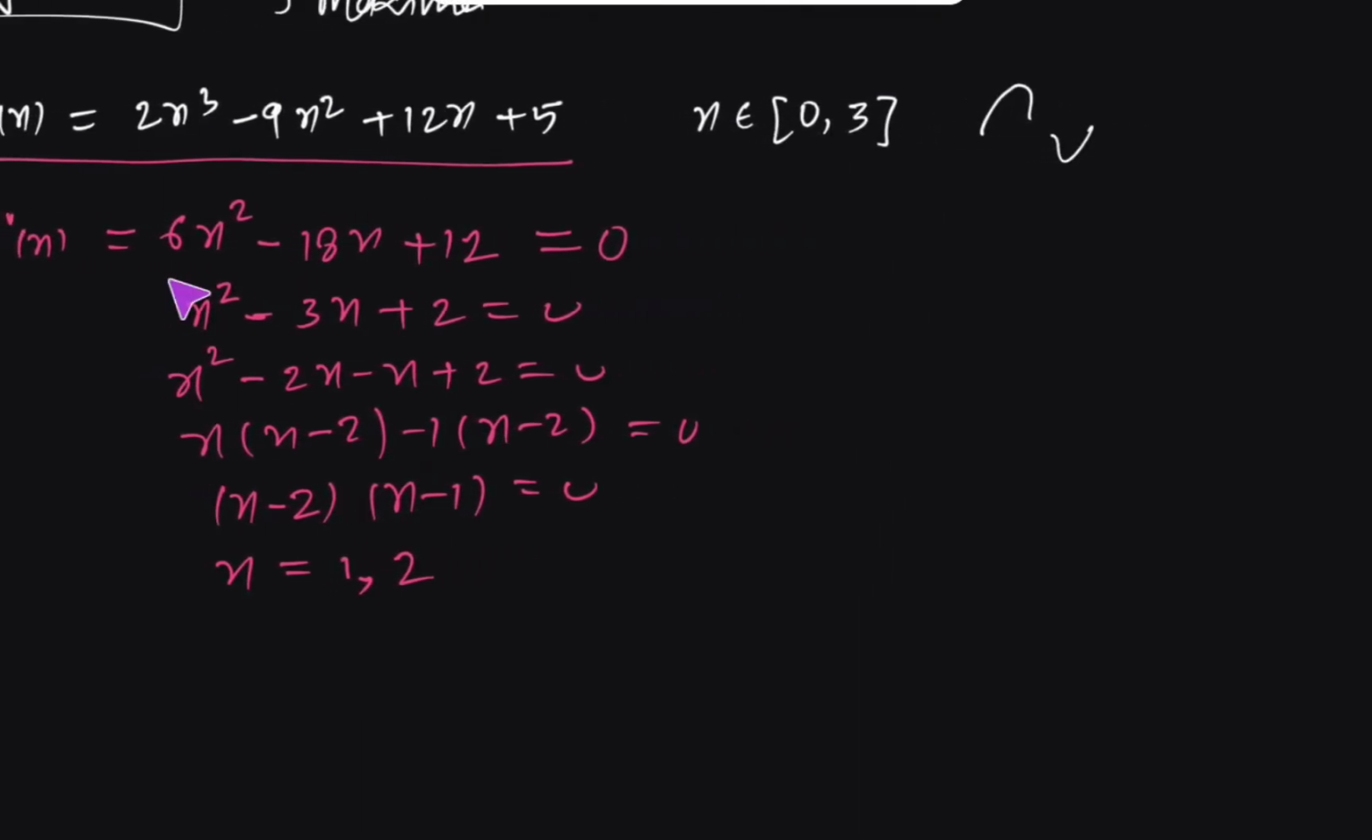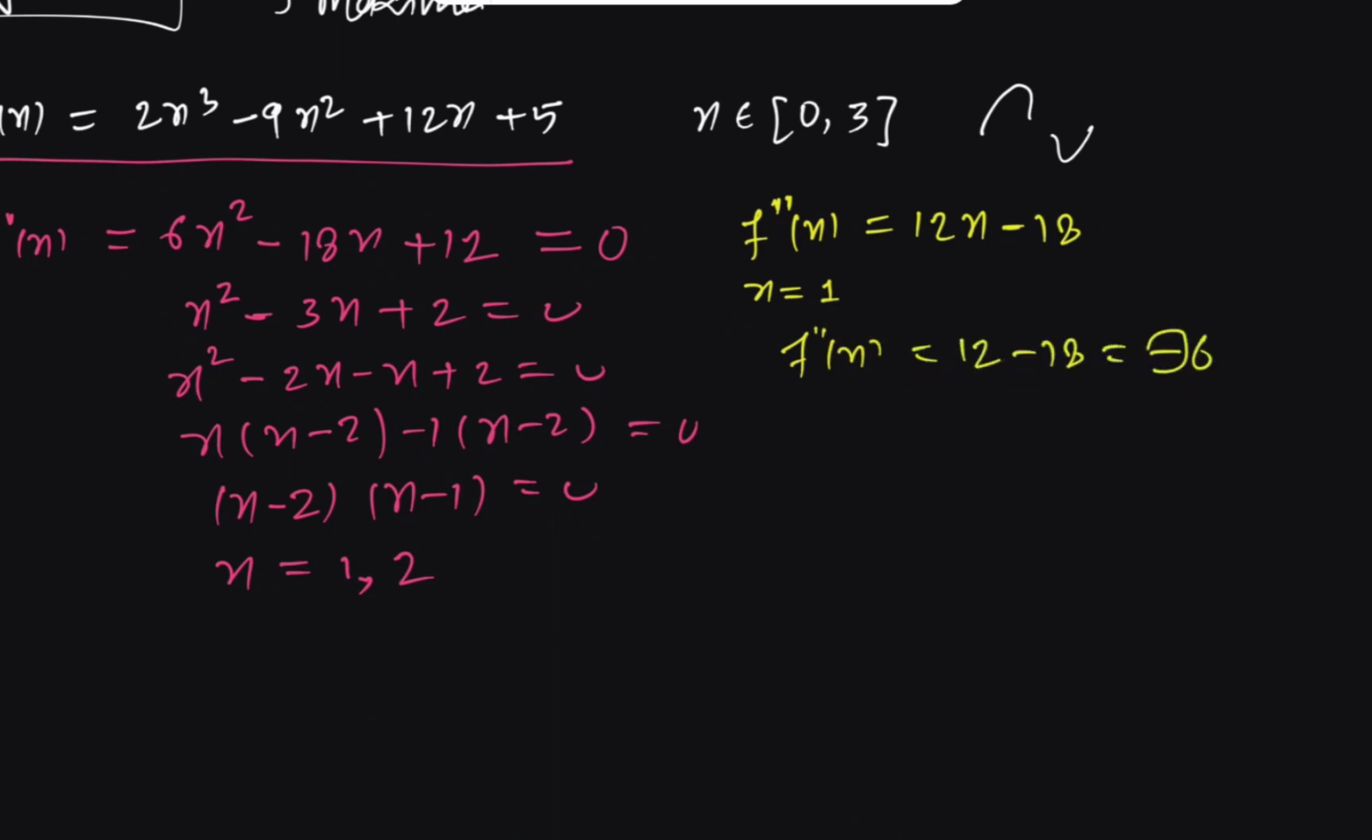What we will do, we will further differentiate this equation, and when we further differentiate, we will call it the double differentiation f double dash x. This will become 12x minus 18. So this is the double differentiation. Now we will put x equals to 1. The double differentiation f double dash x when x equals to 1 will become 12 minus 18, which is minus 6. It is representing a negative number.